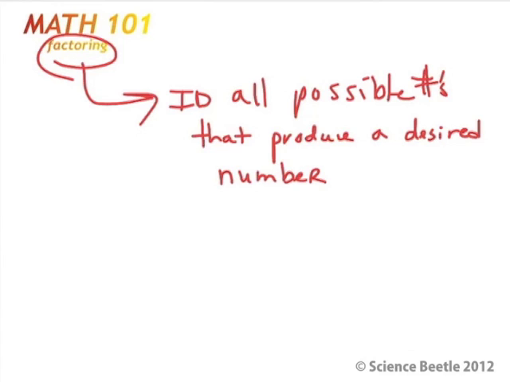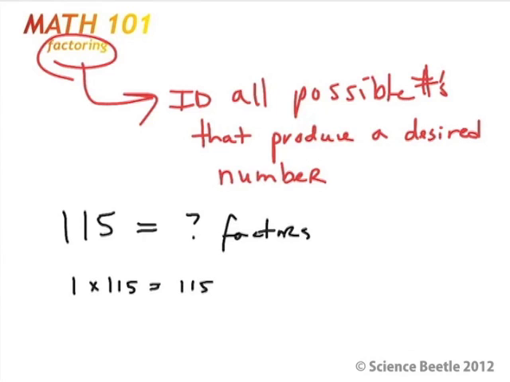Let's take the number 115, for example. If I write 115, all I'm asking is what numbers can be multiplied with one another to give you 115. Some of the possible answers here: if I take 1 and multiply it by 115, that will surely give me 115. Can I do another number? There's various numbers here, and sometimes the way you figure this out is just by trial and error. But if you use some simple techniques, you can figure this out.